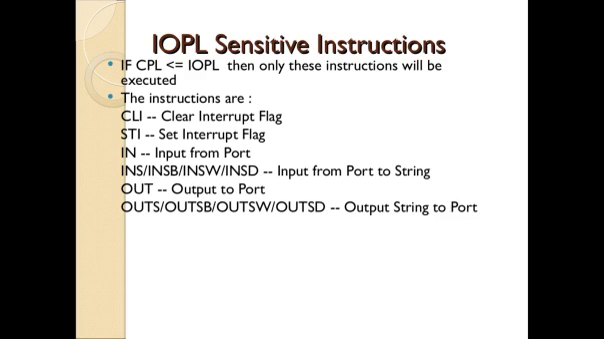Now the instructions which are IOPL sensitive, input output privilege level. If CPL is less than or equal to IOPL, then only the instructions which are listed below can be executed, and the instructions are CLI, clear interrupt flag; STI, set interrupt flag; IN, input from the port; INS, INSB, INSW, INSD, input string from the port; OUT, output to the port; and OUTS, OUTSB, OUTSW, OUTSD, output string to a port. The string may be in normal string, byte form, word format or double word format.